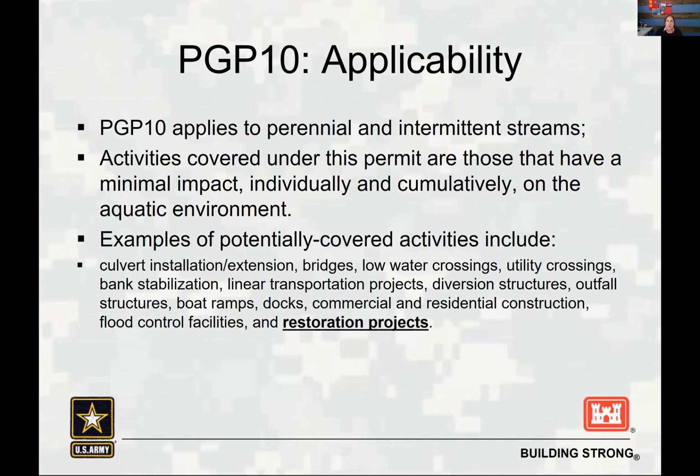And these are things like road crossings, culvert installation, bridges. Sometimes we would evaluate things like little residential developments and things like that that would have really small environmental impacts. And then some restoration projects would also qualify for the general permit number 10.